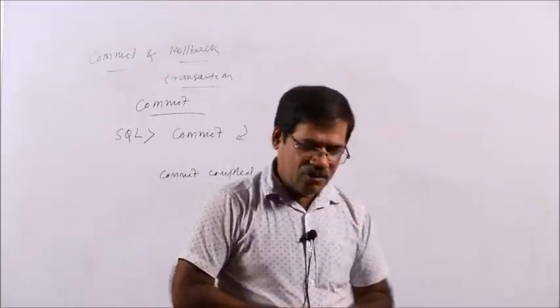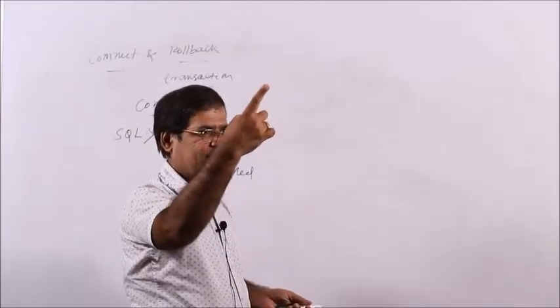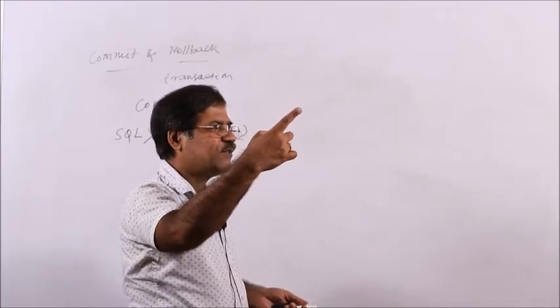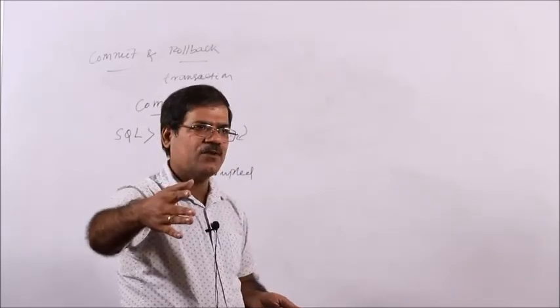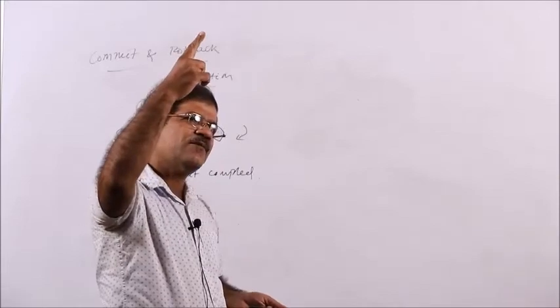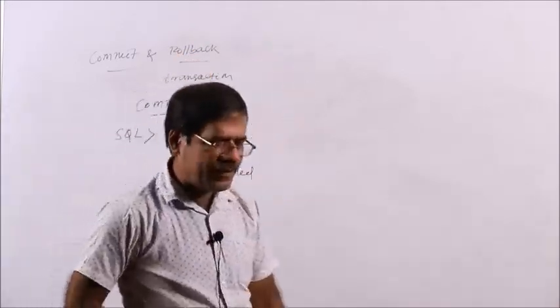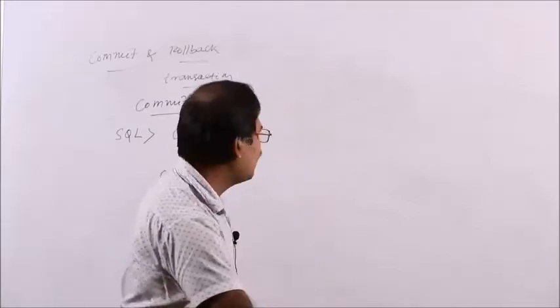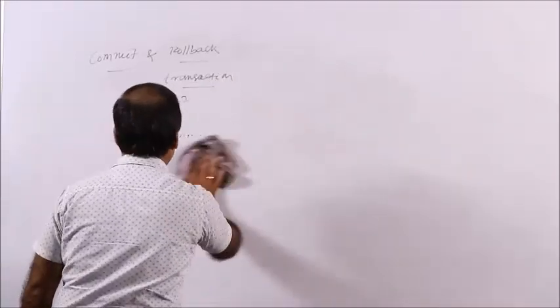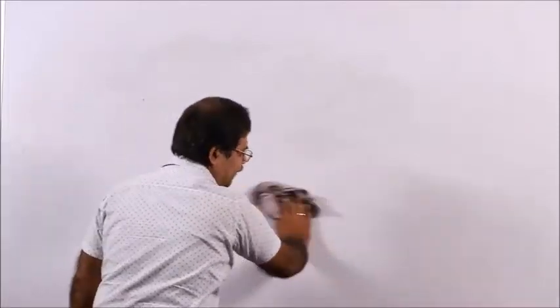And then rollback. Rollback means we go back. Suppose there are 100 lines of code. Suppose the 99th line is executed. I want to change some updates in the previous line. I want to go back. So rollback is a concept to go back. How to go back? Before going back, another point is called savepoint.